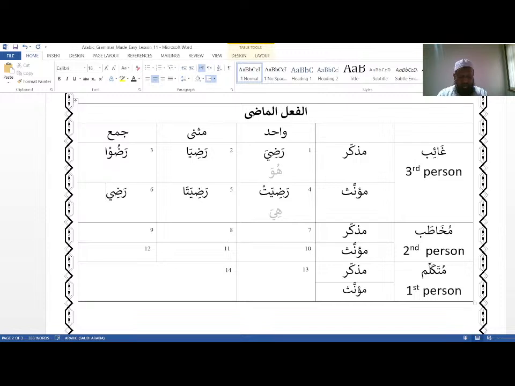And what happens to the last letter from this figure? Just have to add the damirs. Okay. Radina. Radita. Radituma. Raditum. Raditi. Radituma. Raditun. Raditu.